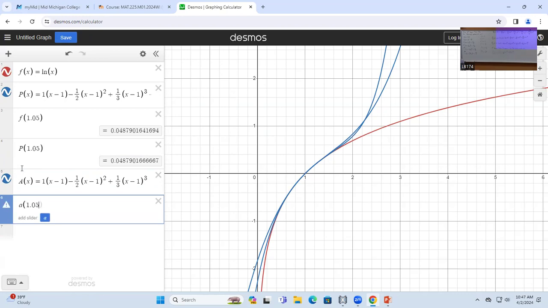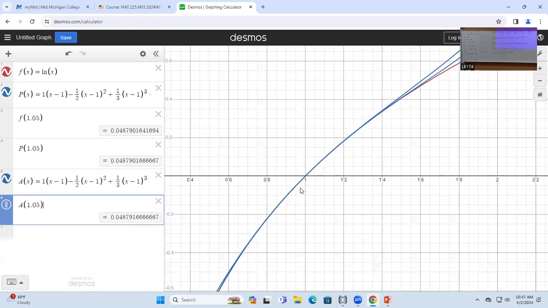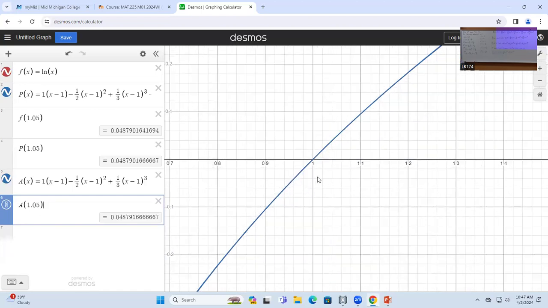And let's say we wanted to approximate using a 3rd degree Taylor polynomial instead of a 5th degree. It's still going to be a pretty darn good approximation at 1.05. Let's zoom in to 1.05.